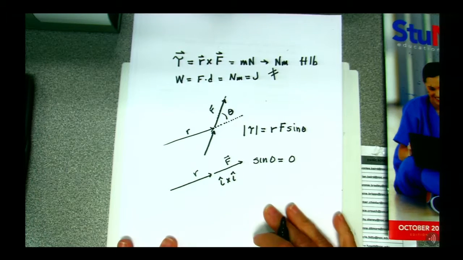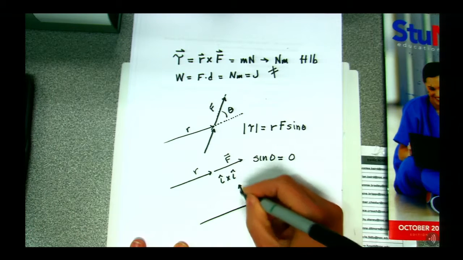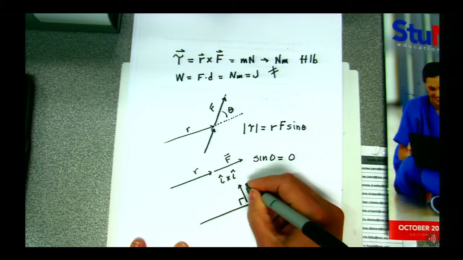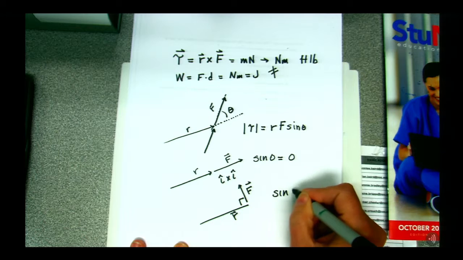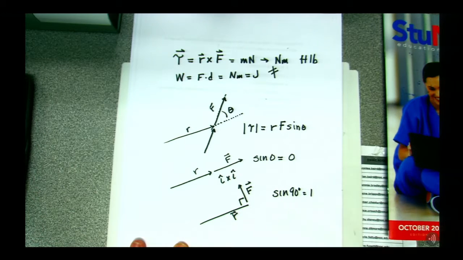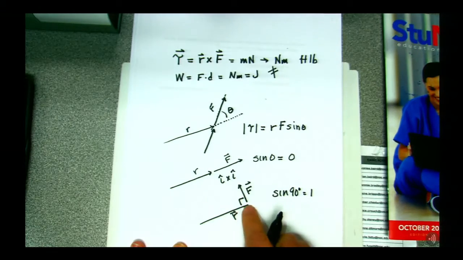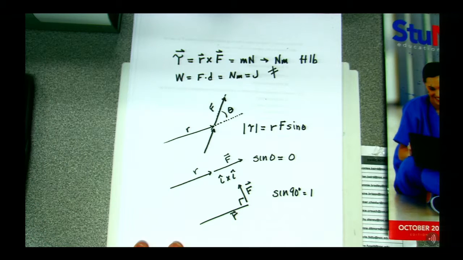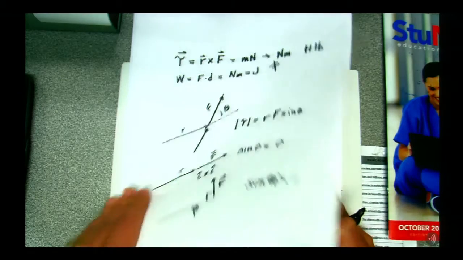But we know from experience, and we've done it before, that if my force is applied here, perpendicular, that's the sine of 90 degrees, and that equals 1. So my maximum torque is going to come when the force is being applied perpendicular. And we've played with this over time, and we have experience doing that.